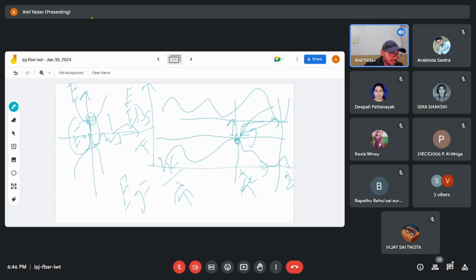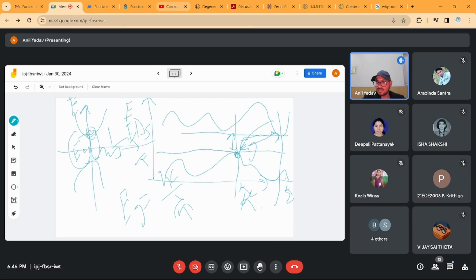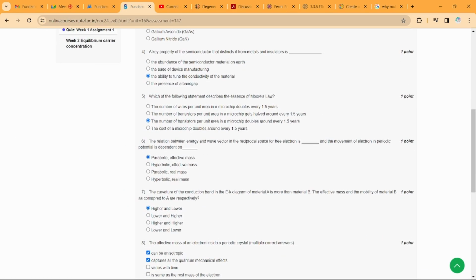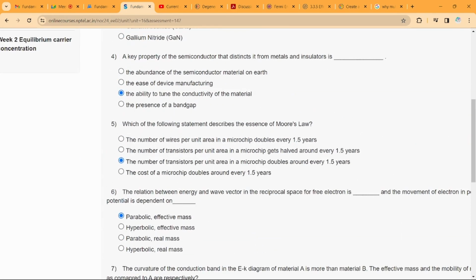Another thing is the next question, the fourth question, which I am going to cover. A key property of the semiconductor that distinguishes it from metals and insulators. In this one they have given the options. The abundance of the semiconductor material on Earth, definitely not, because there are many. Silicon is actually used for semiconductor purposes only. And the ease of device manufacturing, no.